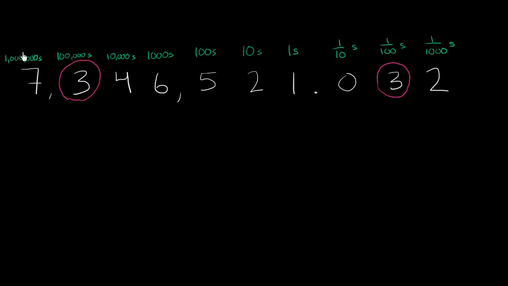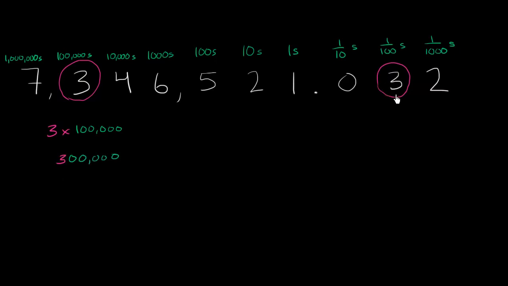So what does this 3 represent? Well, it's in the 100,000s place. It literally represents 300,000s. Or you could say 300,000. 3 followed by 5 zeros.